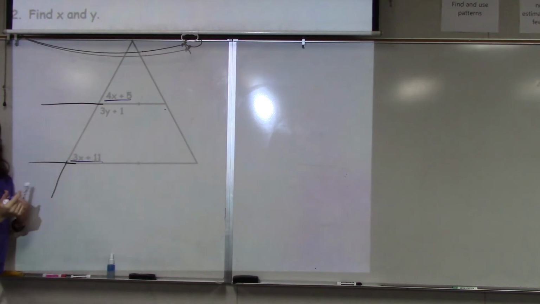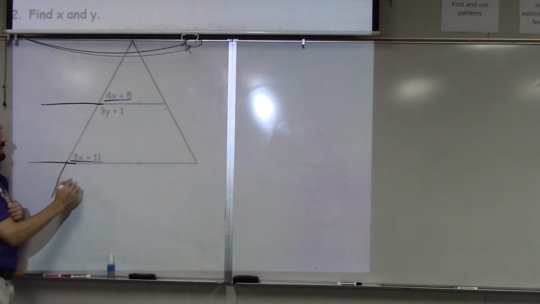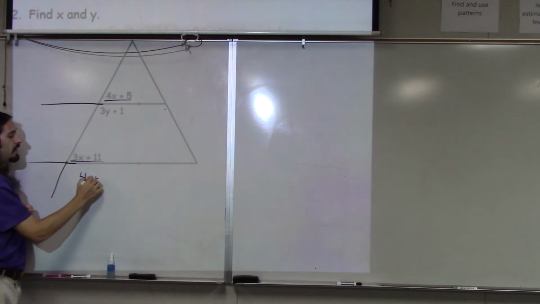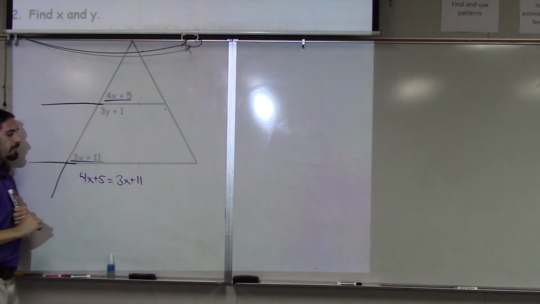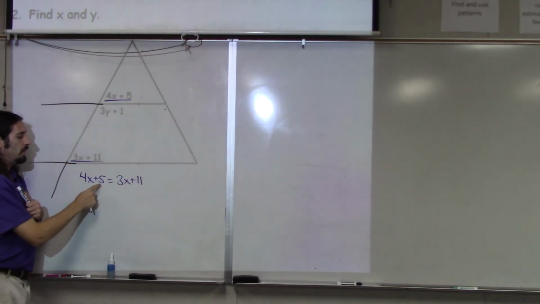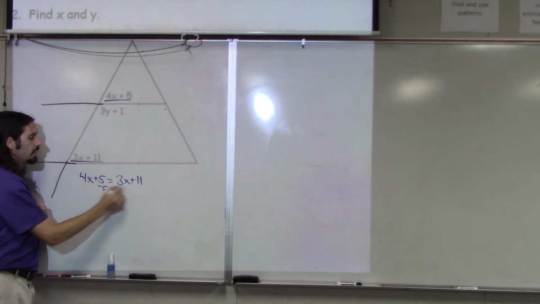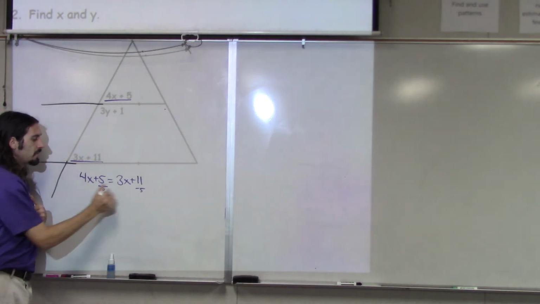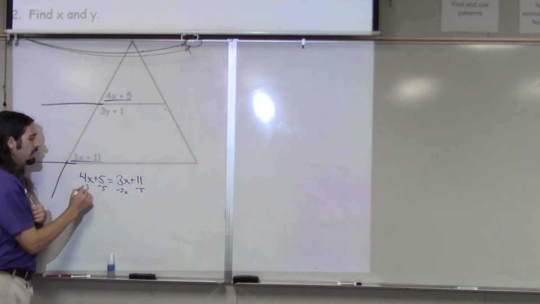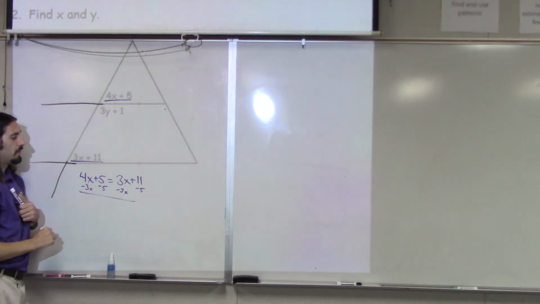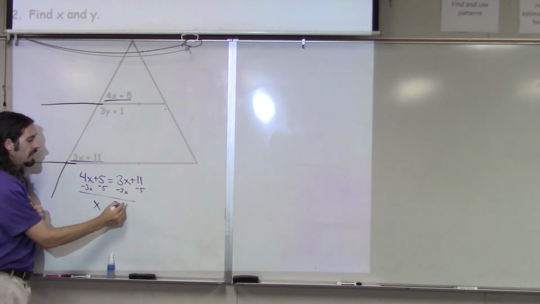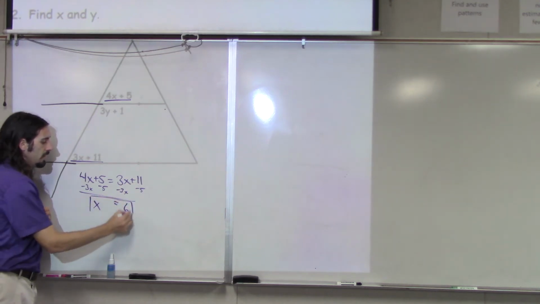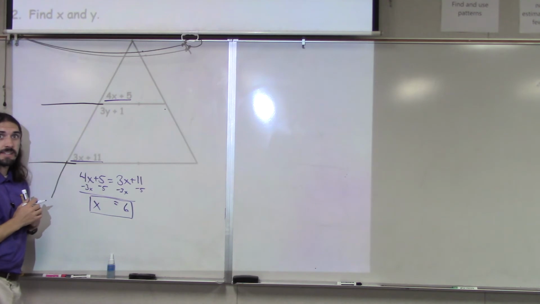Well, if lines are parallel, then corresponding angles are congruent. So I can come down here and say 4x plus 5 must be equal to 3x plus 11. I'm going to go ahead and do two steps at once. I'm going to move the 5 over here, and I'm going to move the 3x over here. So I'm just going to do both at once, because why not? So when I put all that together, 4x minus 3x just gives me x, 11 minus 5 gives me 6. And I can find x equals 6 right there.